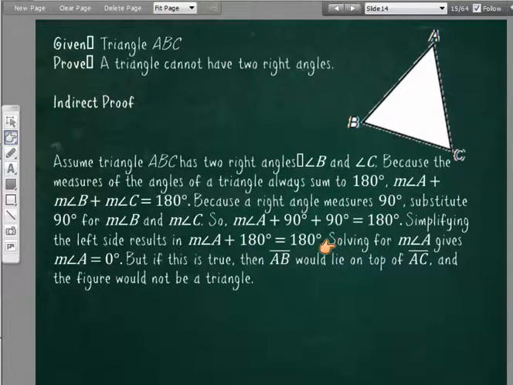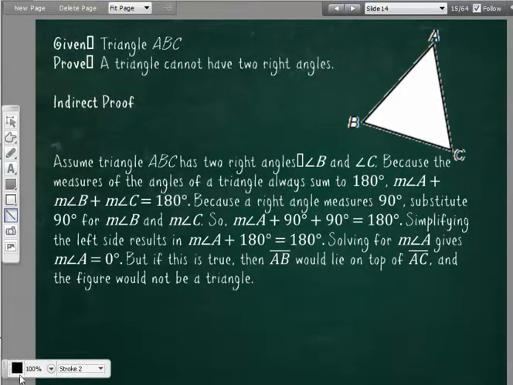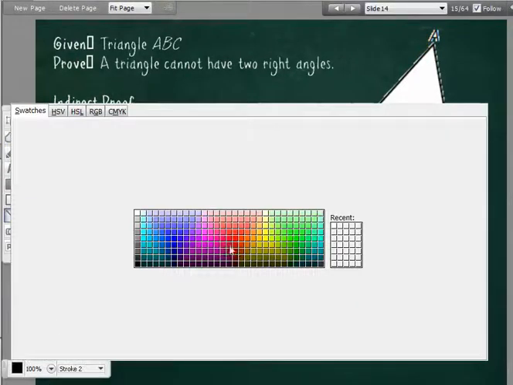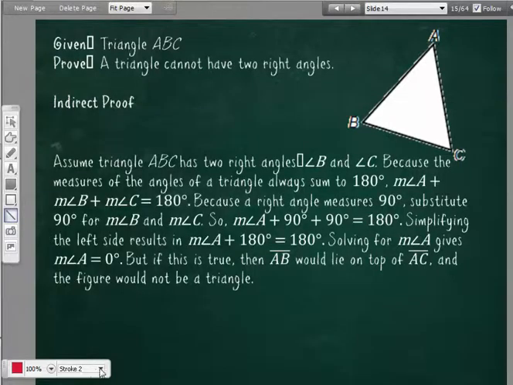So solving for the measure of angle A gives the measure of angle A equaling 0 degrees. But if this is true, then segment AB would lie on top of segment AC, and the figure would not be a triangle. See, if this angle A right here was to equal 0 degrees, I'll show you here. Let's look. And let me make it thicker so we'll be able to see it.